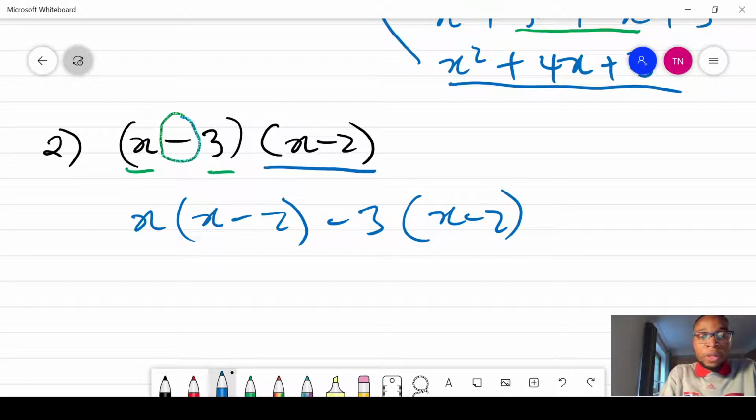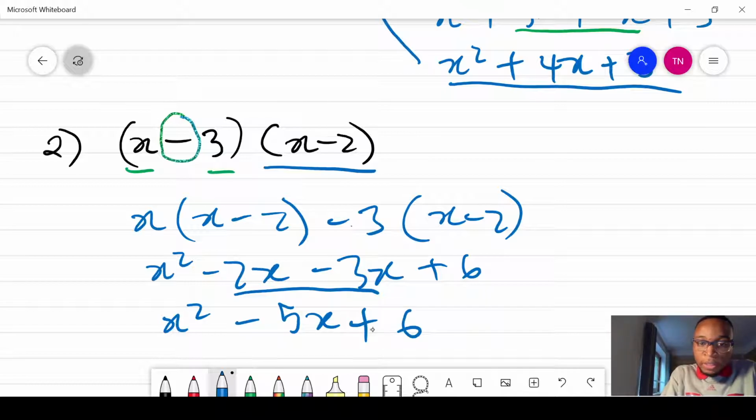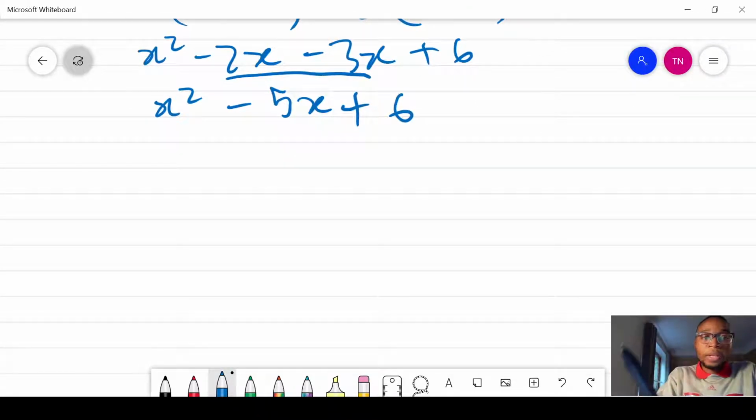So afterwards we continue with the expansion that becomes x times x. This becomes x squared. Then x times negative 2, that's minus 2x. Then negative 3 times x, that becomes negative 3x. Then negative 3 times negative 2, that becomes positive 6. And we go ahead and collect the like terms. Then after collecting the like terms, we have x squared minus 5x plus 6. And we're done with that example.